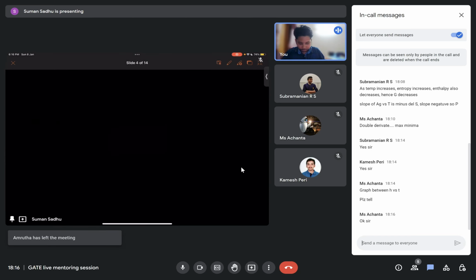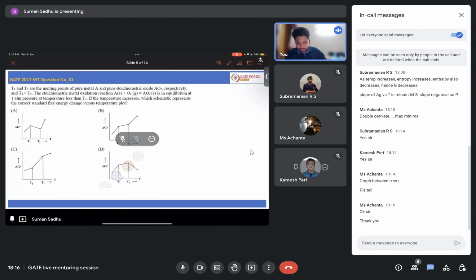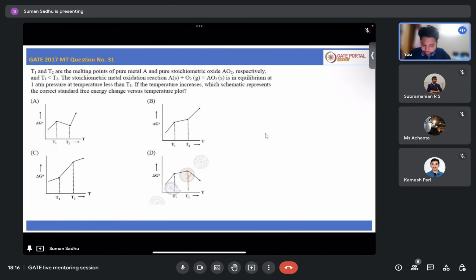Okay, so now let me move to the next question. This is question number 31 of GATE 2017 Metallurgical Engineering. The question states that T1 and T2 are the melting points of pure metal A and pure stoichiometric oxide AO2 respectively, and T1 is less than T2. The stoichiometric metal oxidation reaction is given: A in the solid form reacts with oxygen in the gaseous form and forms AO2 in the solid form.